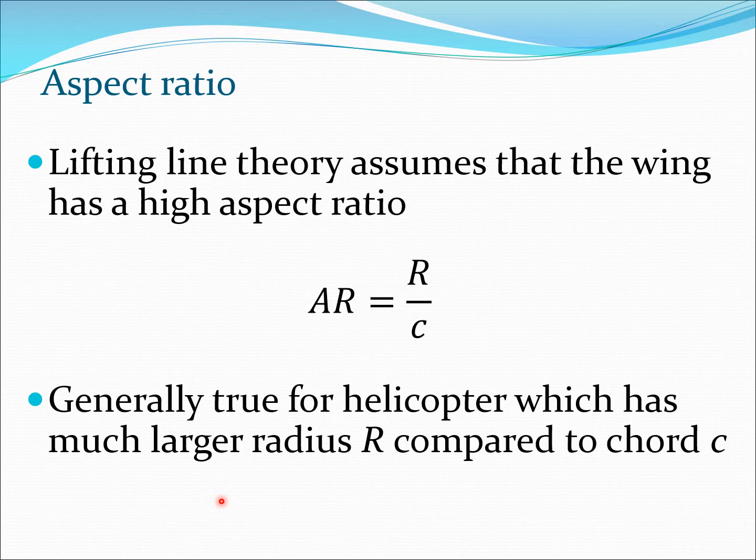Now, if you recall lifting line theory, you assume that the aspect ratio is very high. The aspect ratio is typically defined as radius by chord. This is generally true for a helicopter rotor, because if you see a typical helicopter blade, you will observe that the radius is much larger compared to the chord C. So R by C is going to be very large, 10 or 20 as the case may be.